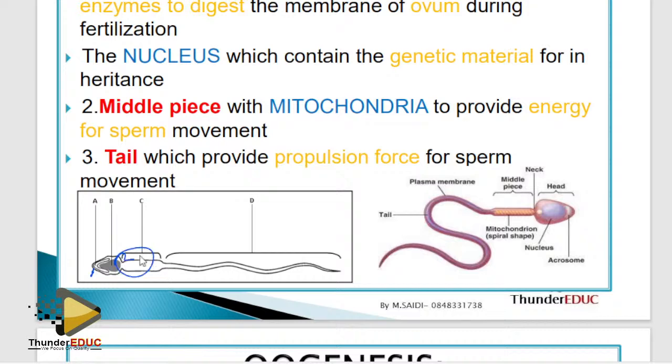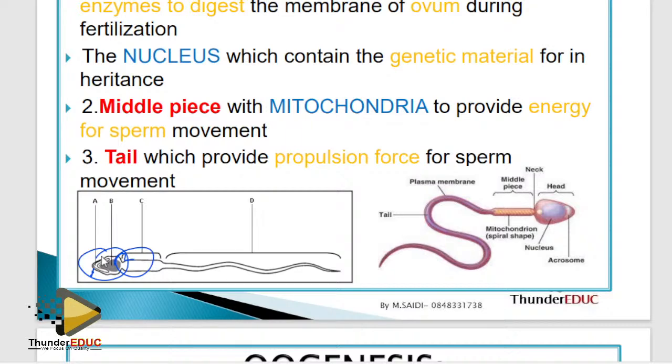The middle piece has many mitochondria to provide energy for sperm movement. The head has the nucleus for genetic material or inheritance. The acrosome contains enzymes which digest the membrane of the ovum. Now those are the adaptations in full.